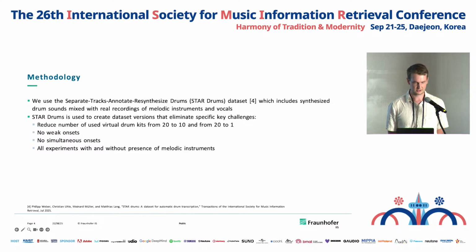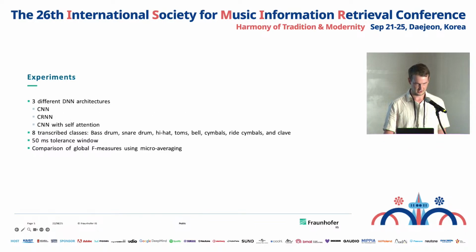So, for instance, to reduce the diversity of drum sounds so that our model does not have to generalize to that many different drum sounds, we created versions where we use a lower number of virtual drum kits to render the drum sounds. So the baseline uses 20 drum kits, and we created versions using 10 and a single drum kit. Furthermore, we created versions without weak onsets and without simultaneous onsets, and we carried out all experiments with and without the presence of melodic instruments.